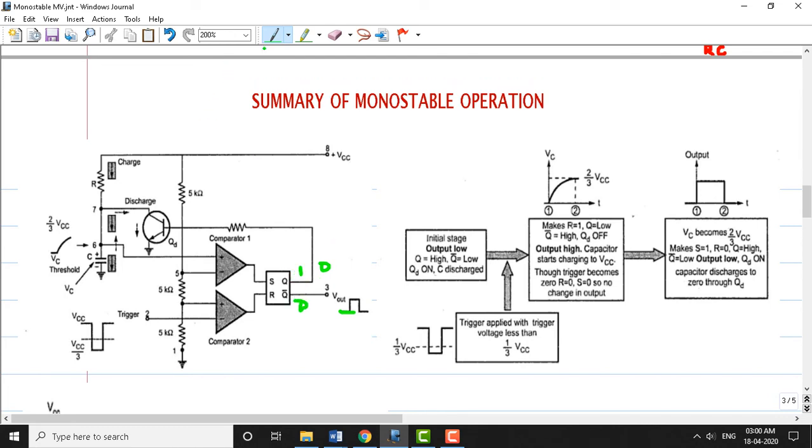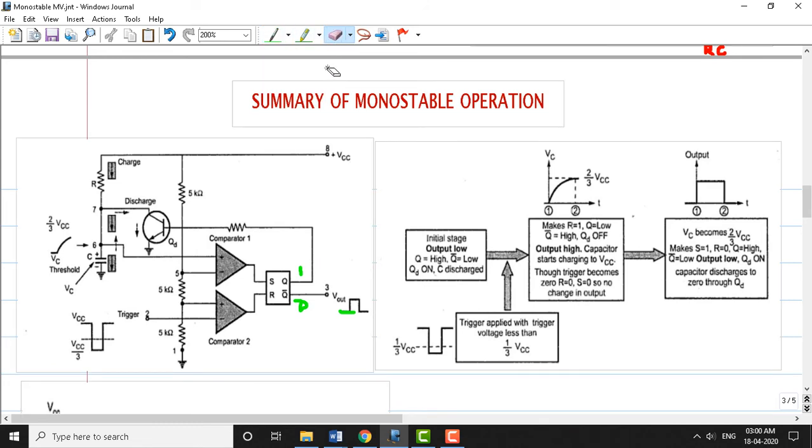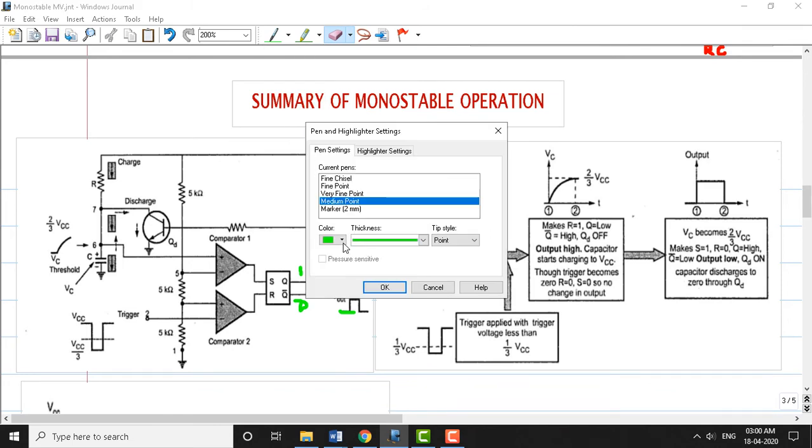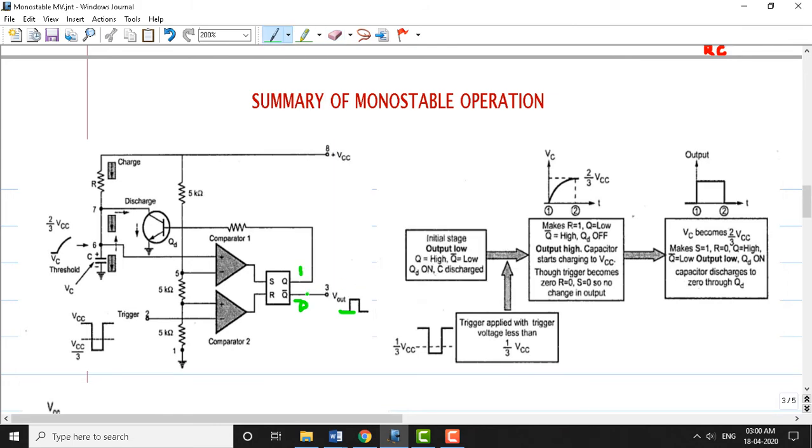This is 1. So Q is 1 and Q bar is low. So the output we have assumed as low here. Now QD becomes on, since Q is directly connected to the transistor here. QD becomes on, so the capacitor now discharges. So this is the discharge path we have shown here. So capacitor C gets discharged.